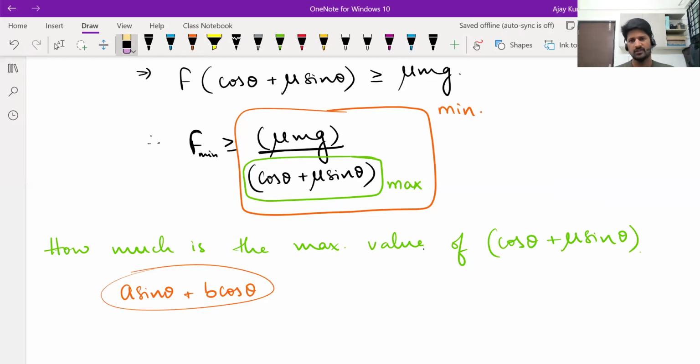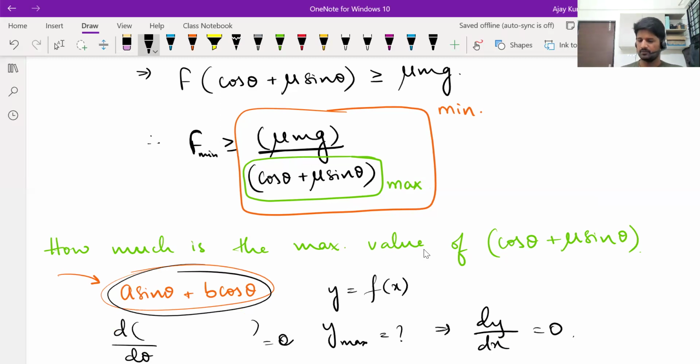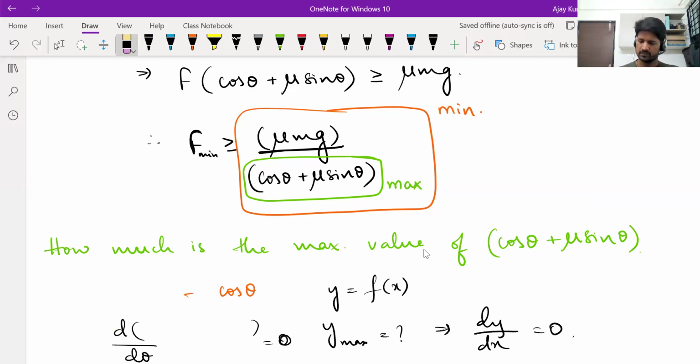For now, we will use the answer directly. In the next worksheet, I'll give you steps to find the maximum value of this term, a sin theta plus b cos theta. It's all mathematics. Differentiation you'll have to use. Some of you were there when I taught differentiation. If y is equal to some function of x and you want the maximum value of y, you differentiate it and equate it to 0. Same thing: if you want the maximum of a sin theta plus b cos theta, you differentiate that whole thing with respect to theta and equate it to 0. Anyway, it's a slightly lengthy process.